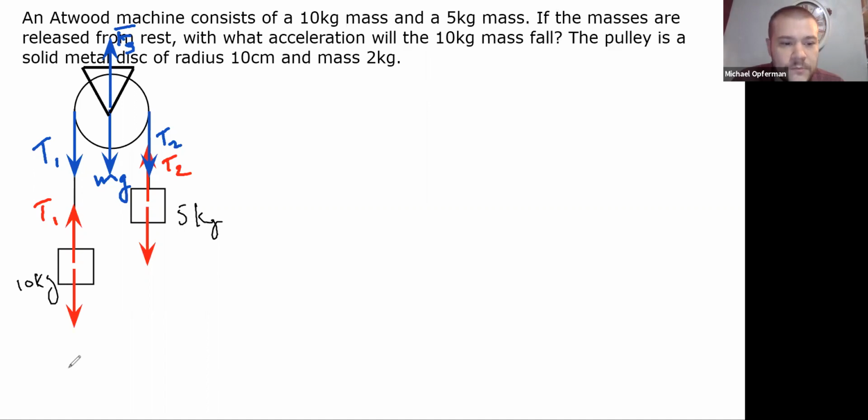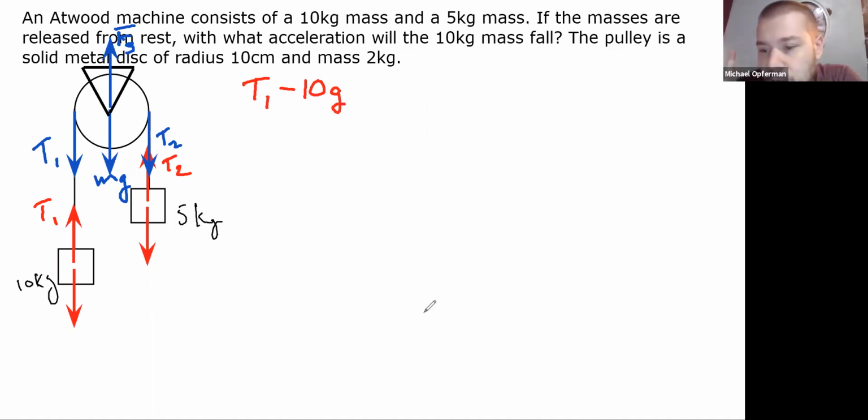Okay. Now we've got some free body diagrams to work with. Now let's start thinking about F equals ma equations. So we're going to have one F equals ma equation for the left-hand block because it's one-dimensional, one F equals ma equation for the right-hand block, and then for the pulley, we're going to need to use torques and have a torque equation. So let's do this one step at a time. For the 10 kilogram block, we're going to have T1 points upwards. We're going to have its weight points downwards. So I'm going to drop the units here and just make this 10g.